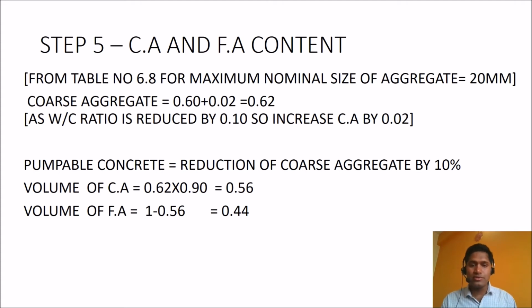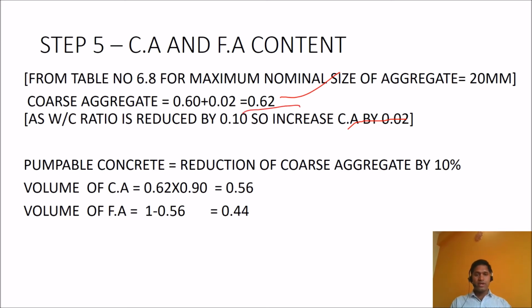There are two times 0.05 reductions of water cement ratio, that is 0.05, 0.05. That increases the content of coarse aggregate to an extent of 0.02. Hence, the arrived coarse aggregate content is 0.62, sorry, a 0.02 increment to 0.62.